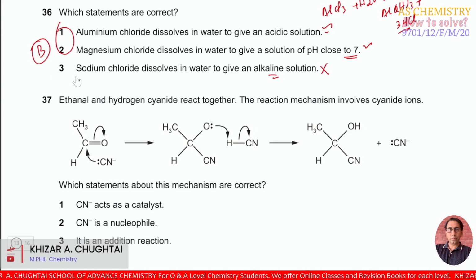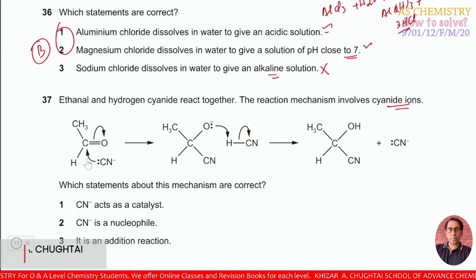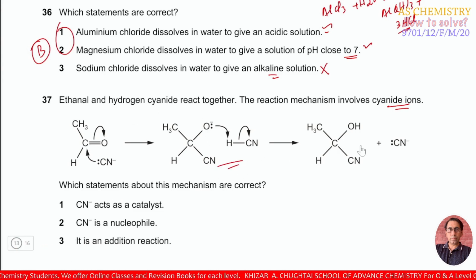Question 37, ethanal and hydrogen cyanide react together. The reaction mechanism involves the cyanide ion. In this case, the cyanide ion is going to attack this carbon atom, and this is the intermediate, you can say, and this is the final product. Which statements about this mechanism are correct?